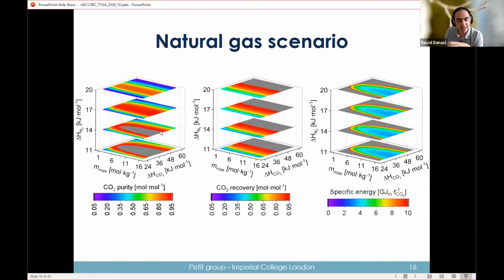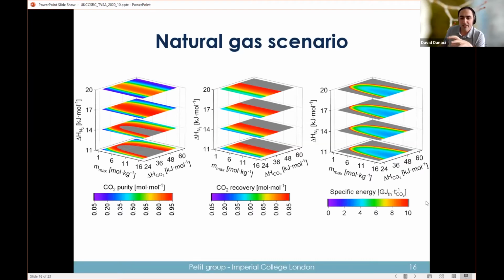There is a fairly large area where good results are obtained. And this is also the case for the recovery. As this is TSA, there's a very large region where good recovery is able to be obtained just as a result of using temperature to regenerate.